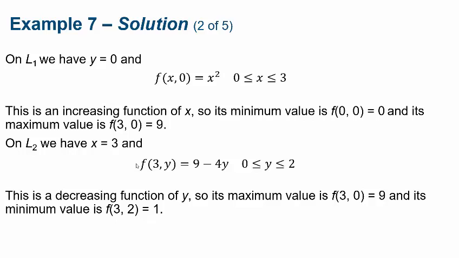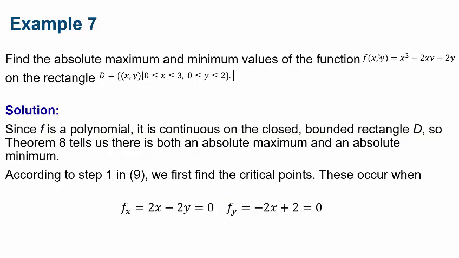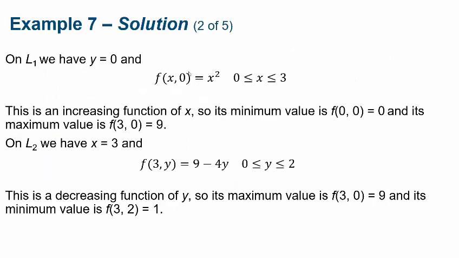So plug that into your function, and everything with the y goes away, and you end up just getting x squared. So we know this is an increasing function of x, so its minimum value occurs at (0, 0), and its maximum value occurs at (3, 0), which is 9.